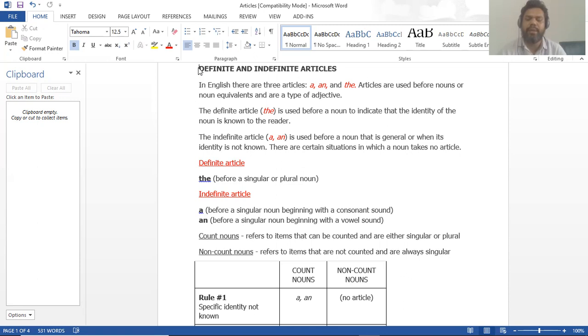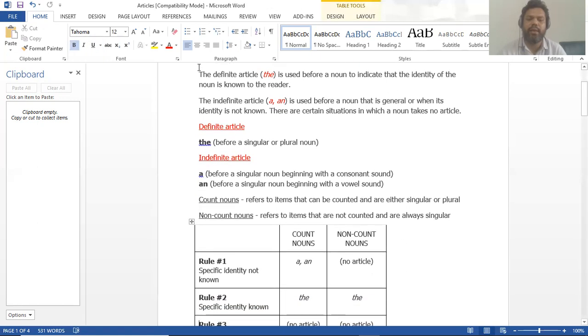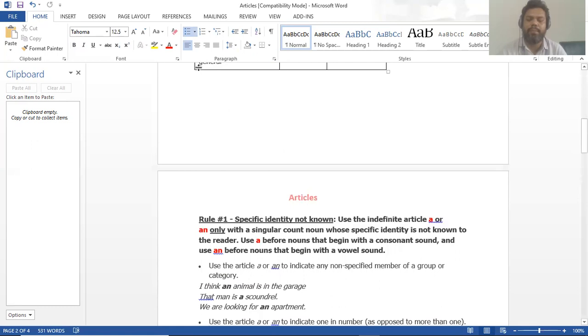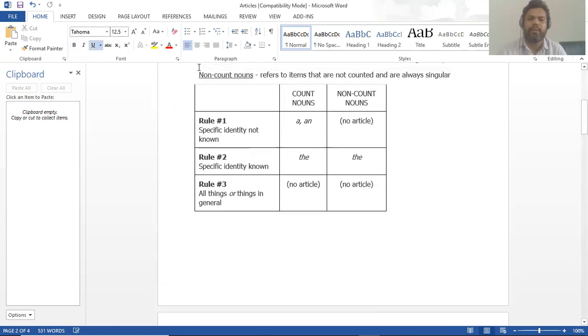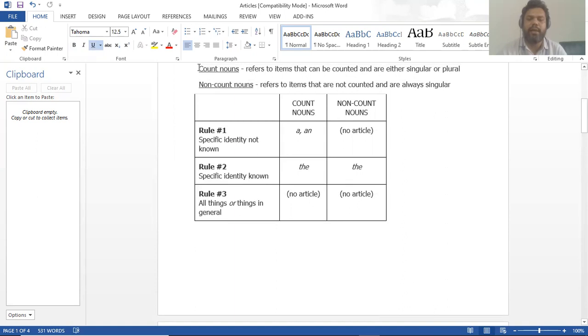So I have mentioned here a table like this. Let's see. It will be clear to you if I show you the table like this. Dear students, let's see here. This is the table. Please see here.